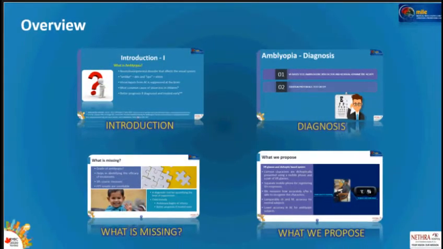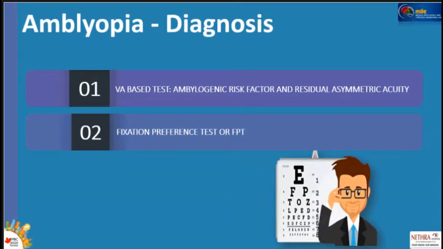Let's see how amblyopia is currently clinically diagnosed. Currently, there are two types of clinical diagnosis protocols for amblyopia. The first is based on visual acuity and this has two components. First, the patient must have a condition that can cause amblyopia. These include anisometropia, complete ptosis, etc. And these are often referred to as amblyogenic risk factors. Second, the patient must have residual asymmetric acuity beyond the level expected from the underlying condition or that persists even after the treatment of the underlying condition.